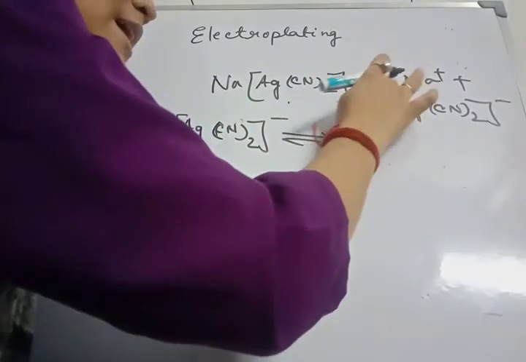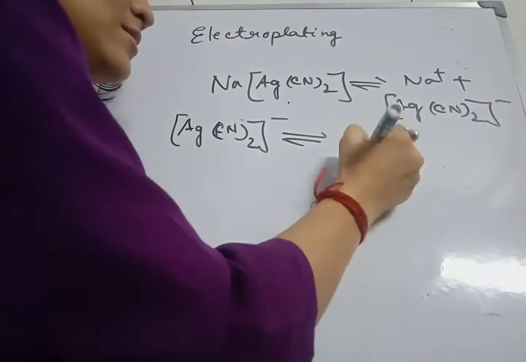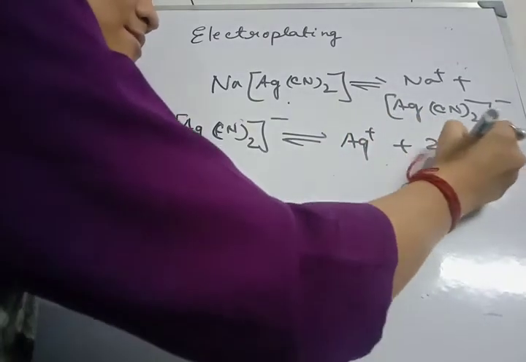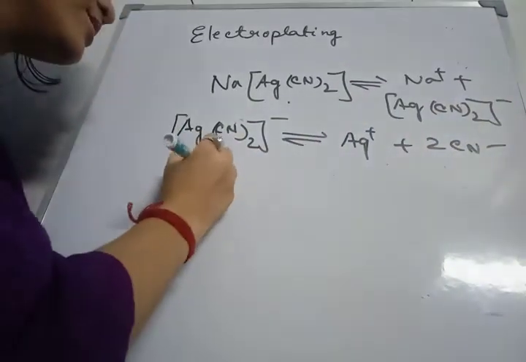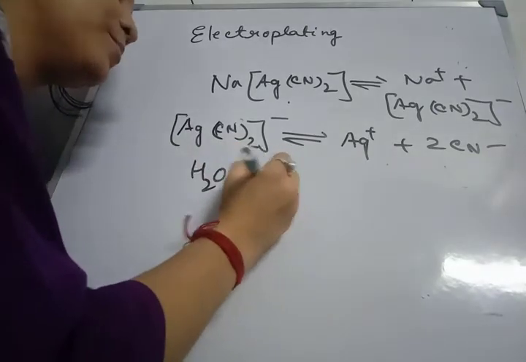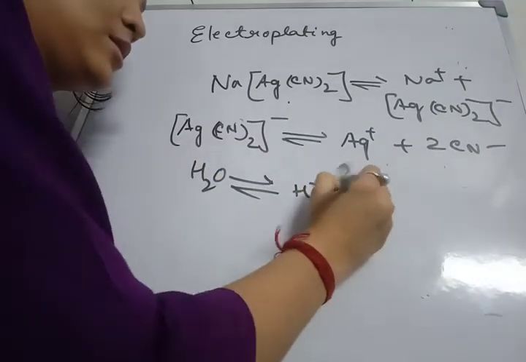Then in the next step, [Ag(CN)2]- dissociates to give silver ions and cyanide ions. Okay, and water is there. Water dissociates to form H+ and OH-.